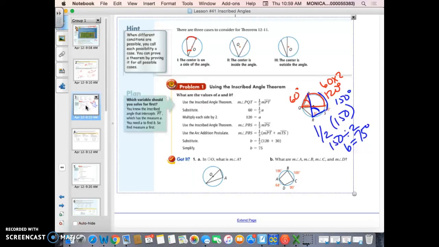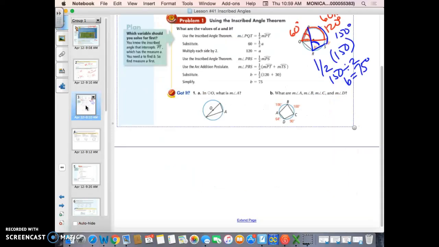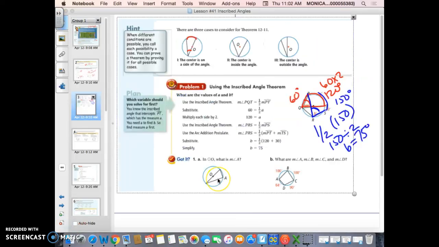So let's make sure that we understand this. Let's look here. We want to know what the measure of angle A is. And in the second situation, we want to know what the measure of angle A, angle B, angle C, and angle D are. Please pause the video, work these out, and come back and see if you got these. You should have noticed that this is a 90-degree angle.